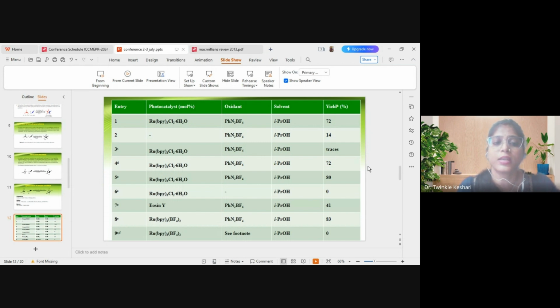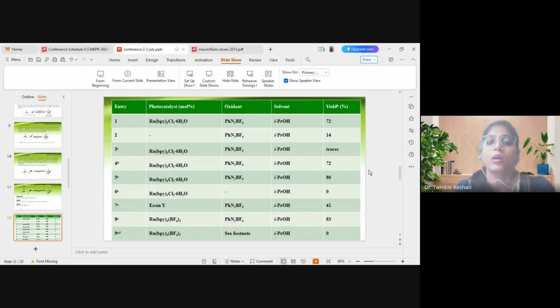In these entries, we can see the 7th one. We have used eosin Y, which is an organic dye and also a photocatalyst, in which our product was 41% in yield, which is less than our desired product. The most suitable condition we can see in the 5th one. We have used ruthenium bipyridyl chloride, and we get 80% yield.